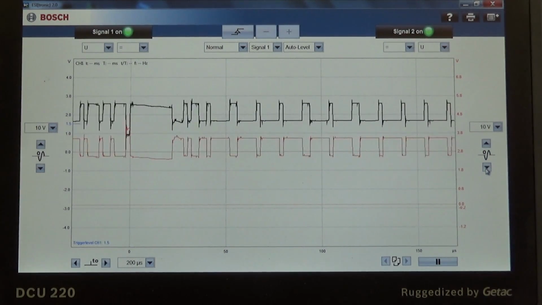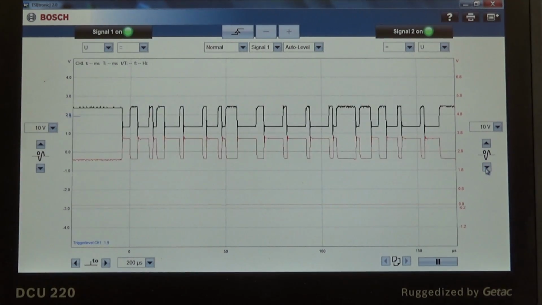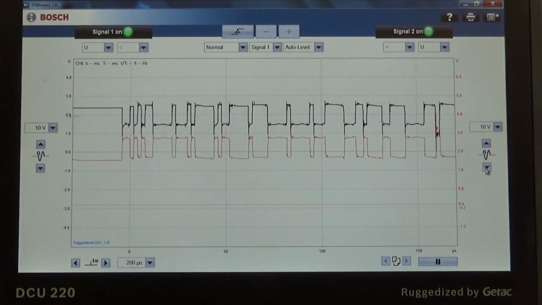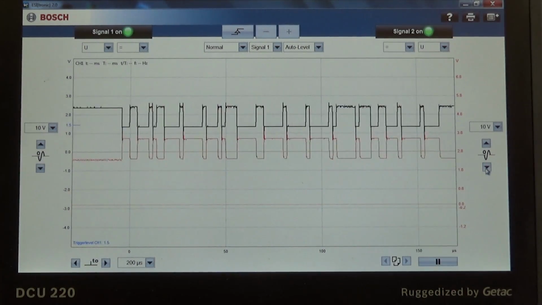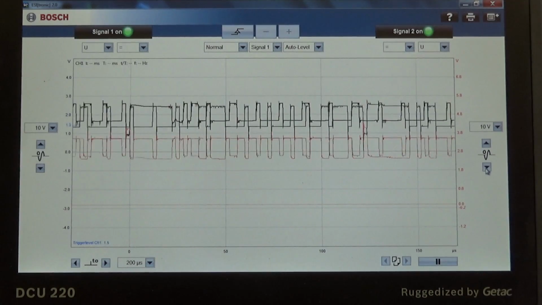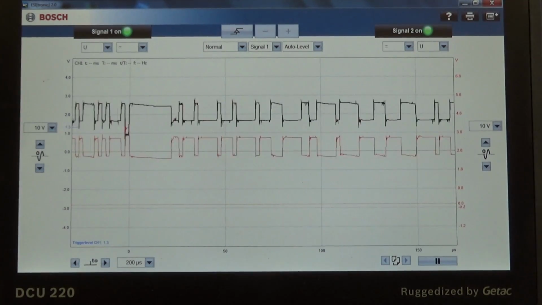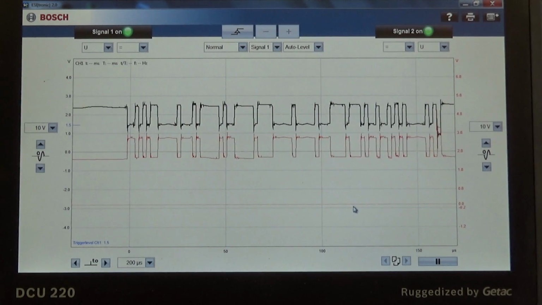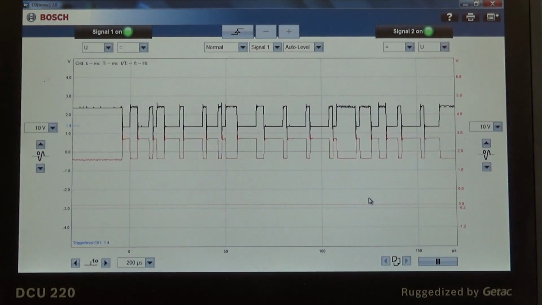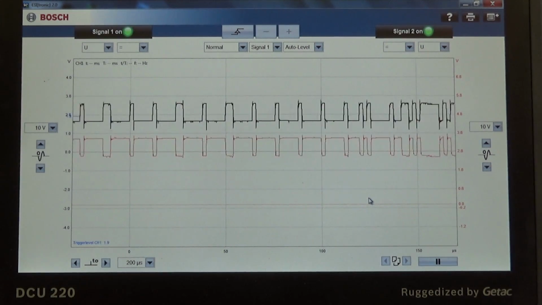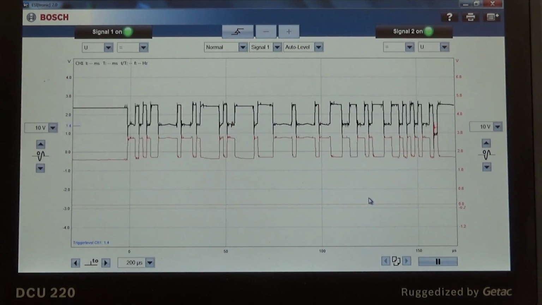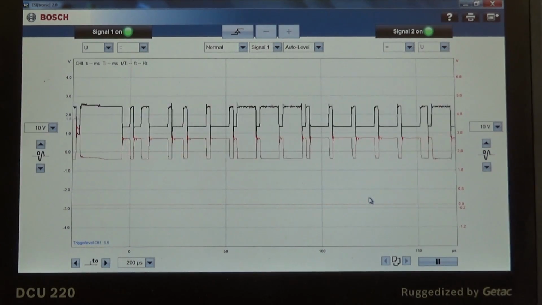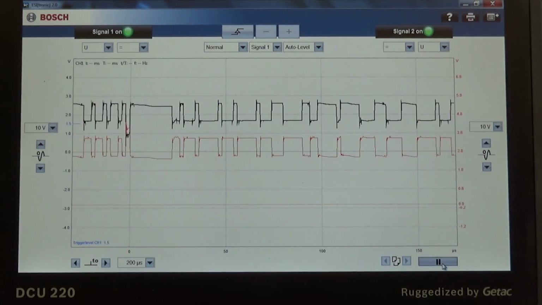So there's no great science behind this. All you're looking for is nice steady square wave patterns, packets of data. 60 ohms with power off for a complete network, 120 if you've got a terminating resistor out, which is normally engine management and instrument, or engine management and body module. That's normally where the terminating resistors are. There's nothing to it. It's very simple.